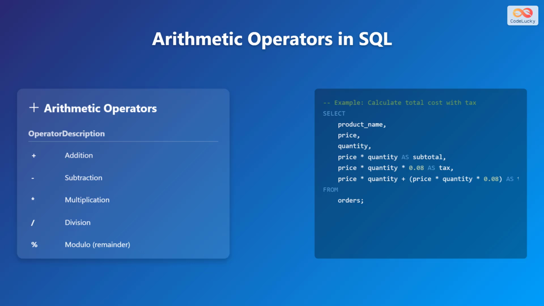Let's see an example. In this example, we're calculating the total costs with tax from an orders table. We select the product name, price, and quantity. Then, we calculate the subtotal by multiplying the price by the quantity, alias it as subtotal. Next, we calculate the tax amount by multiplying the price by the quantity by 0.08, alias it as tax. Finally, we calculate the total amount by adding the price times quantity to the price times quantity times 0.08 and alias it as total.